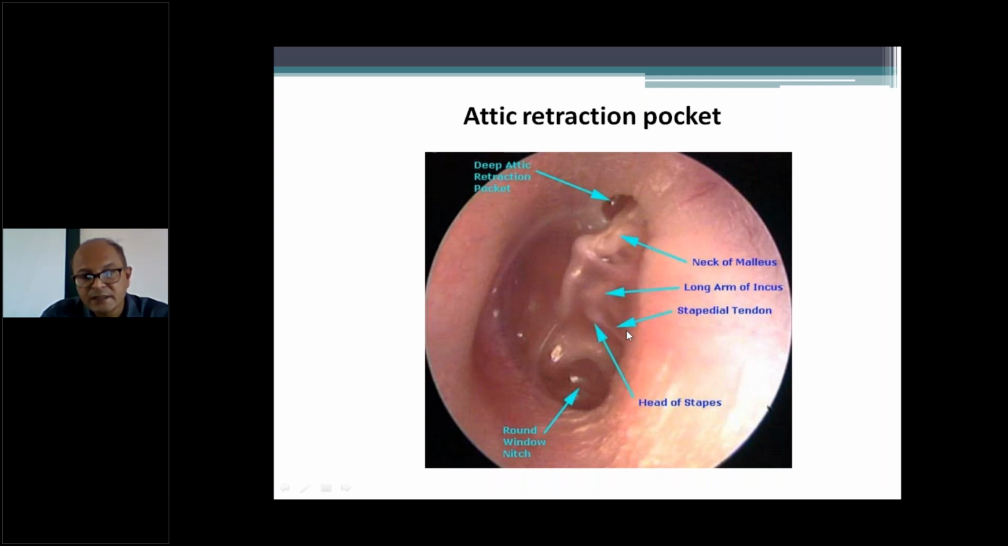This is the stapedius tendon over here. And this is the round window niche. The oval window niche is over here. And can you see here a small faint line? This is the chorda tympani nerve. So the chorda tympani nerve. And this is the posterior malleolar fold, and here a very small one, the anterior malleolar fold.